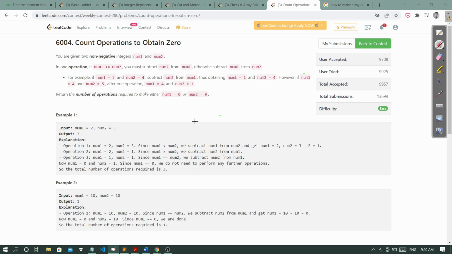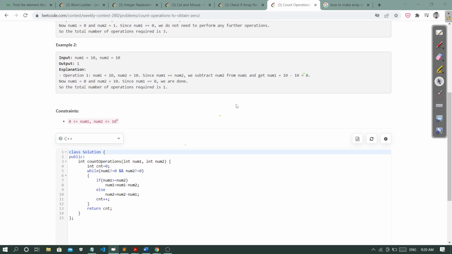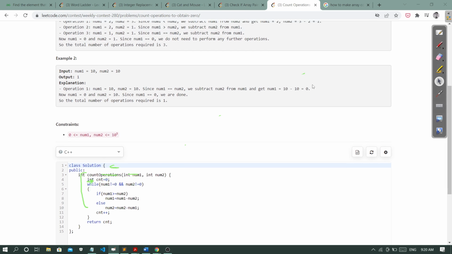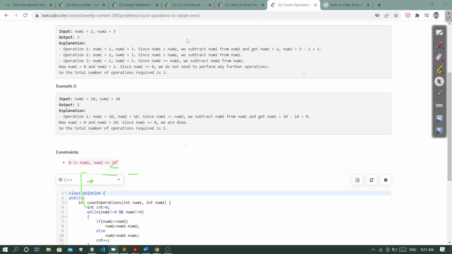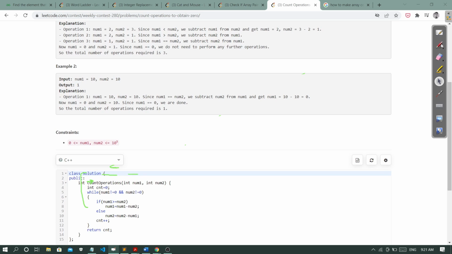So let's see the code, how I will write it. See, I take one variable that counts the number of steps required for the conversion. We do that operation under a while loop, and the while loop terminates when either num1 is 0 or num2 is 0. So in the first step, what I do is check if num1 is greater than or equal to num2. If I check the previous example, that was 2 and 3.